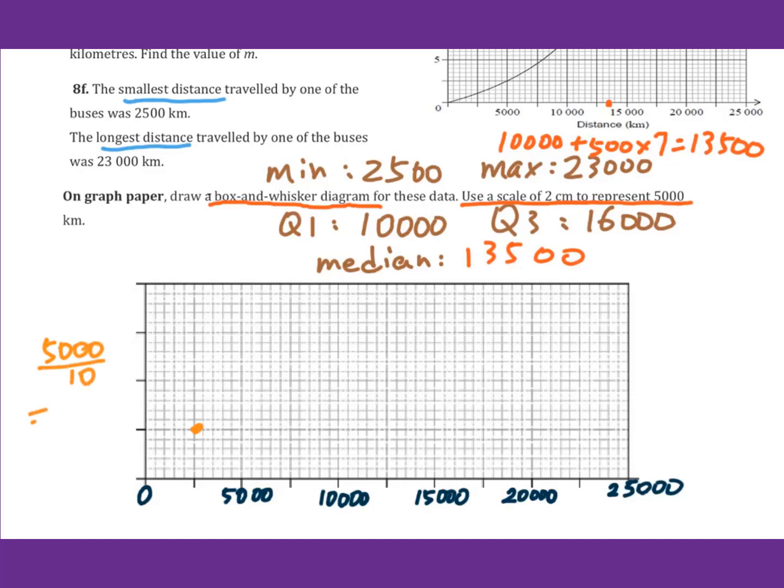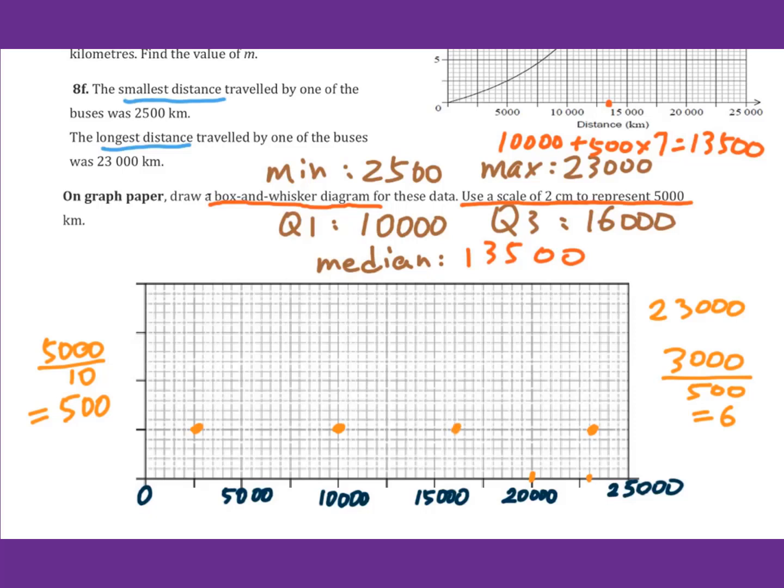5,000 divided by 10. Each small one, that's a scale, is 500. Where you can find 23,000. This is 2,000. We just need 3,000. You divide it by 500. You will get 6. So just count 6, it is here. That means 23,000. For the first quartile, that's 10,000. Easy to locate. The upper quartile is 16,000.